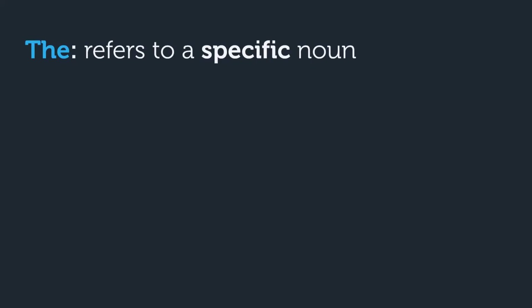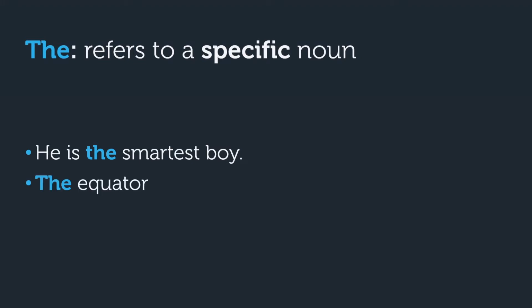Let's take a look. You already know that "the" is the article used to refer to a specific noun. We'd say things like, "He is the smartest boy," because only one can be the smartest. We say "the equator" because it's a specific location on the globe. And "I stopped by the church" because I went to a specific building.